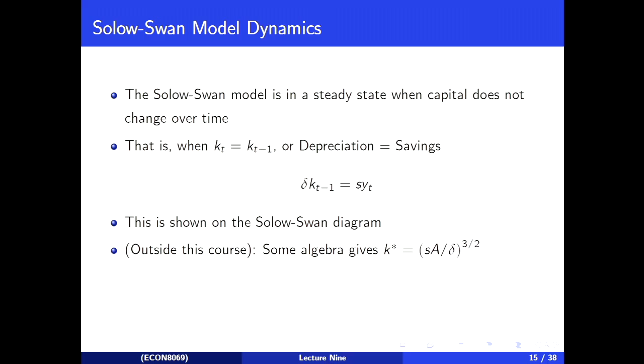Now that happens, we get steady state when the capital today is equal to the capital yesterday. If the capital today is equal to the capital yesterday, then necessarily the income today is going to be equal to the income yesterday. So we get our nice steady state. And this is going to happen when depreciation is equal to savings.